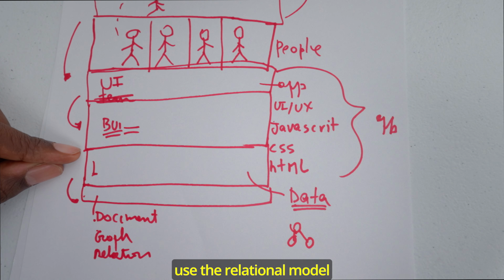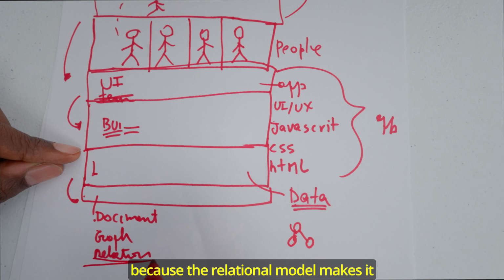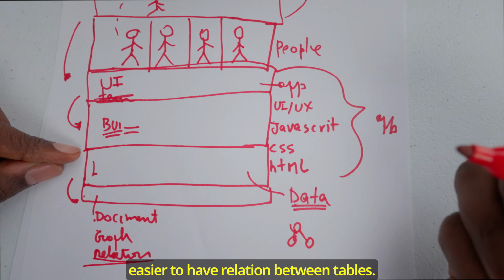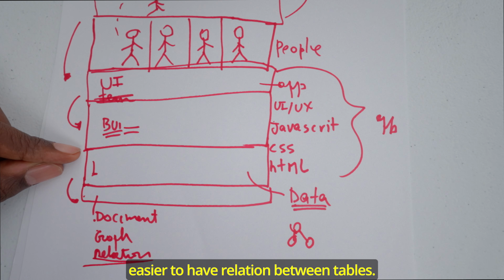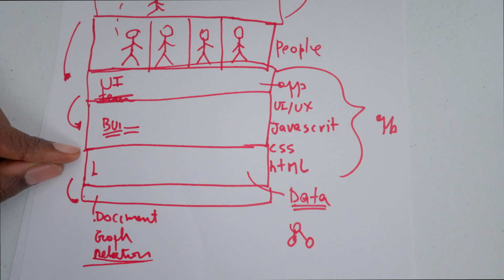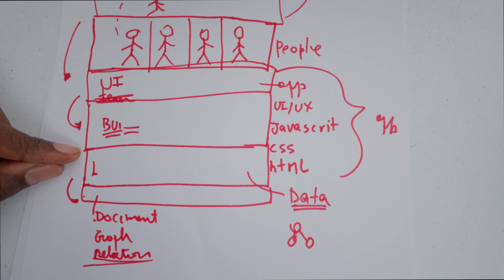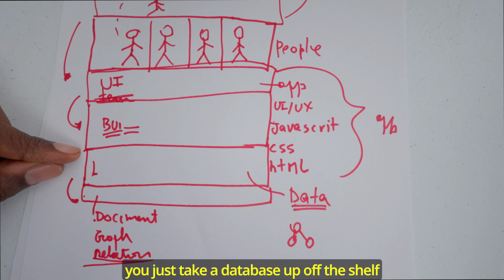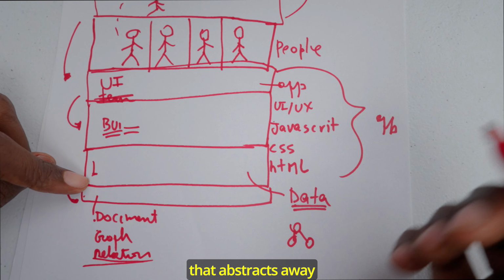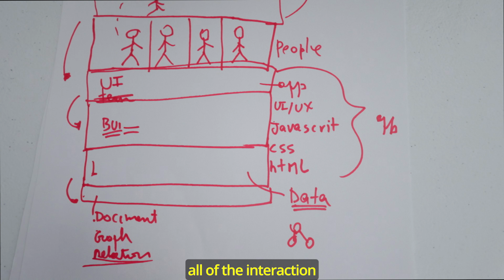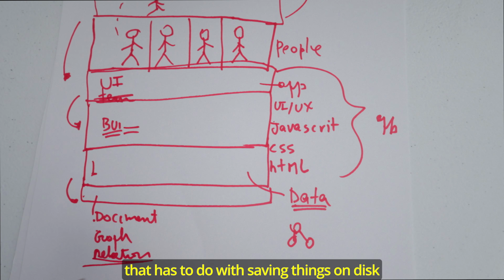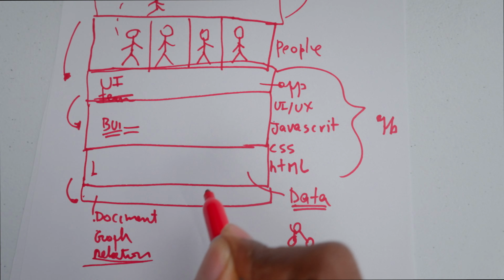A lot of applications use the relational model because it makes it easier to have relations between tables, and a lot of people find it very easy to use. But no one is going to sit down and write a database application, right? Instead, you just take a database off the shelf that abstracts away all of the interaction that has to do with saving things on disk or removing things on disk.